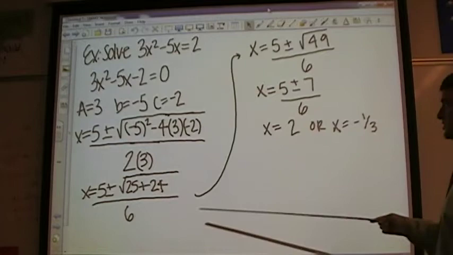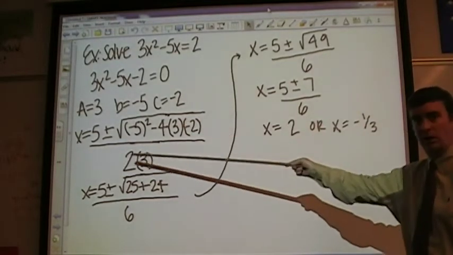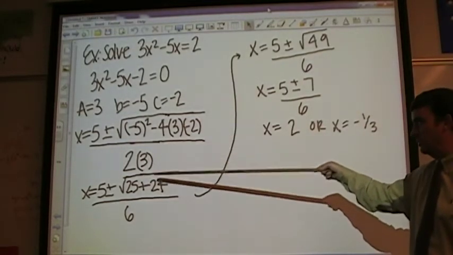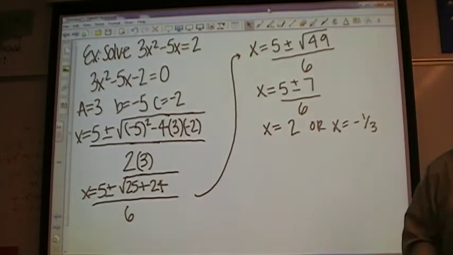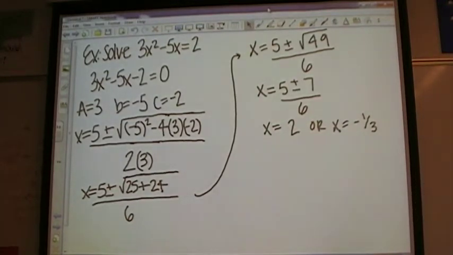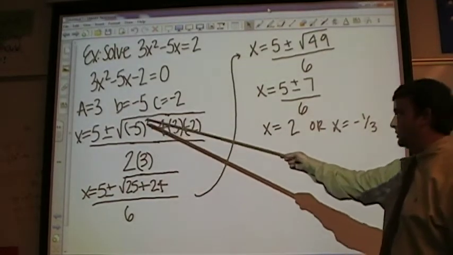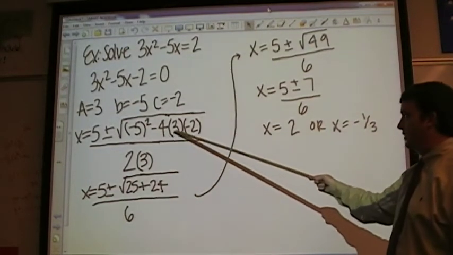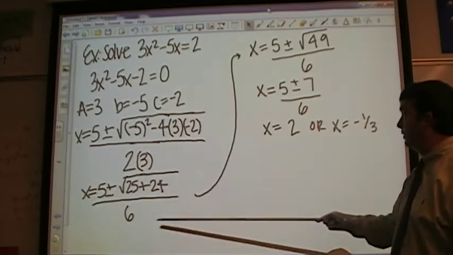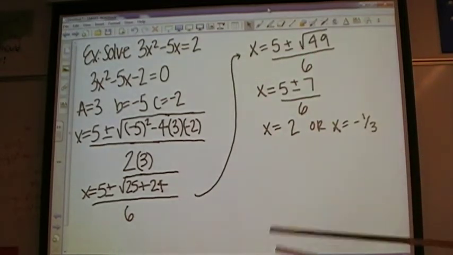You'll see in the next example that we even condensed this step. You should be able to condense this step and go straight to here for some of you. But then just simplify from there. Negative 5 squared is positive 25. Negative 4 times 3 times negative 2 is 24. And then we go up to here. Okay. So go through all those steps, write them down. Let me know if you have a question about those steps.